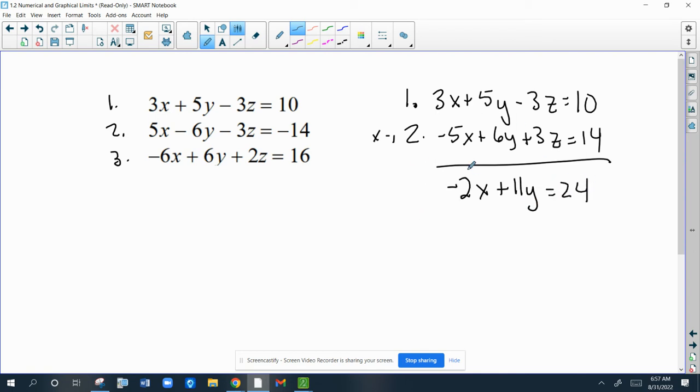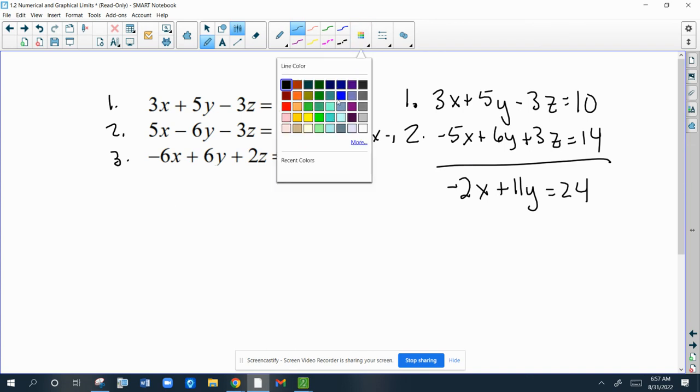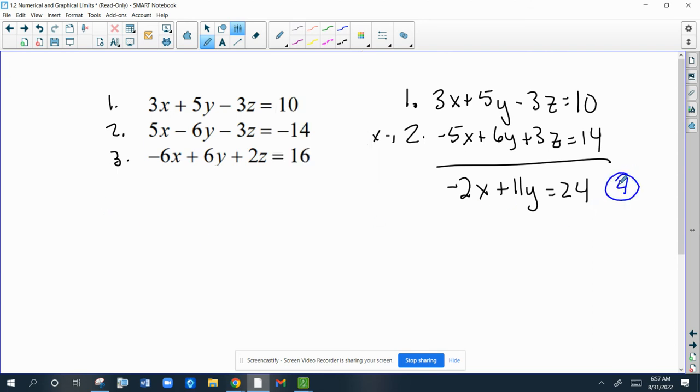Now be careful here. There's a lot of places to make mistakes, so just be careful. That's the best advice I can give you. So now this is a new equation. Let's call this equation number 4. I need to make an equation number 5 that has an x and a y, so I can just use our normal two equations, two unknowns.